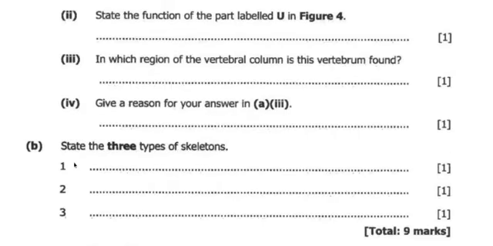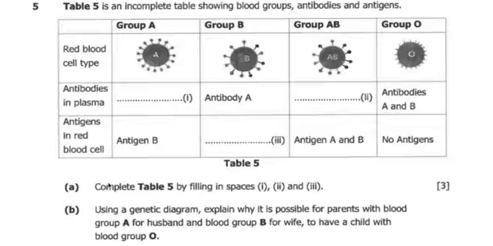Then B is saying state the 3 types of skeletons. The first one is the endoskeleton, which is found in humans or mammals. The next one is the exoskeleton, which is found in insects like the grasshopper. The last one is called the hydrostatic skeleton, which is found in worms. Those things you need to know.